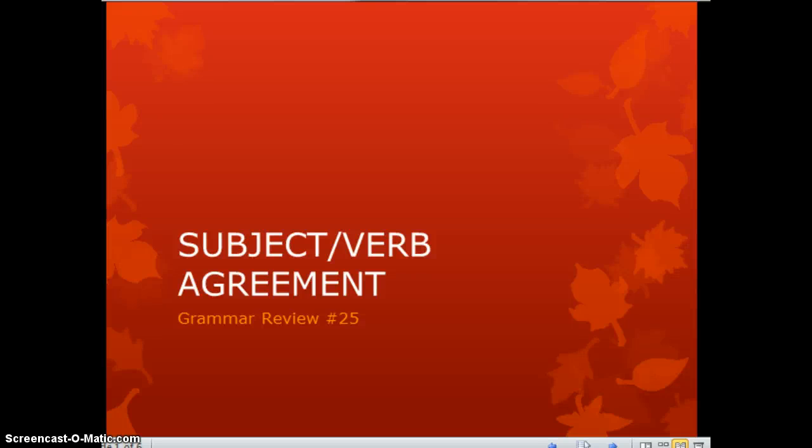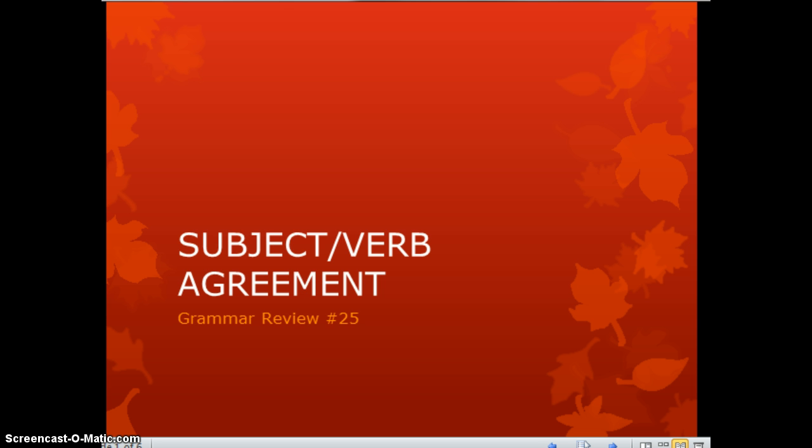Subject-verb agreement is a piece of grammar that many of you were taught in elementary school, but it's something you don't practice on a daily basis. So we're going to take some time to really learn subject-verb agreement because this is a big error that I see when looking over papers or looking over your writing.